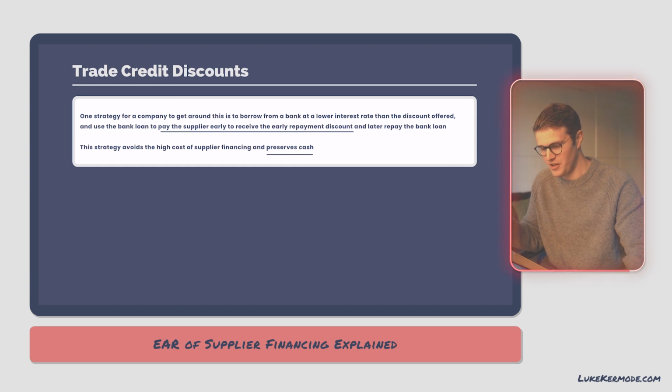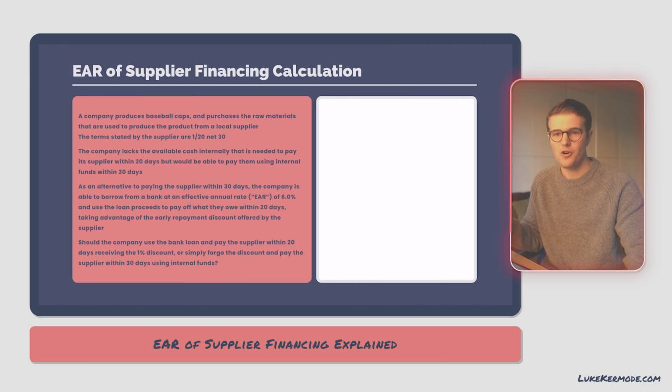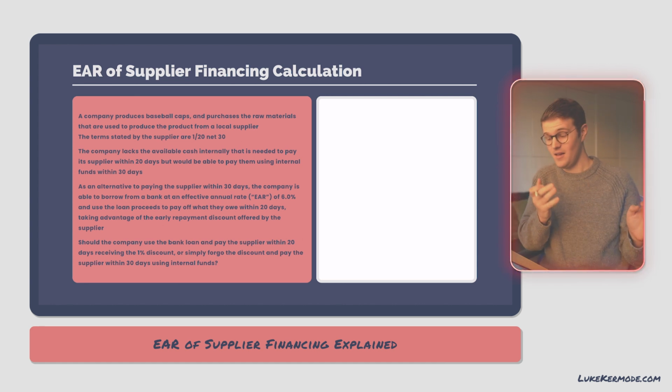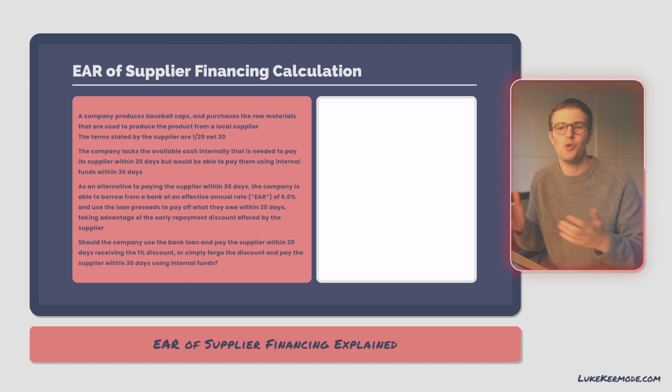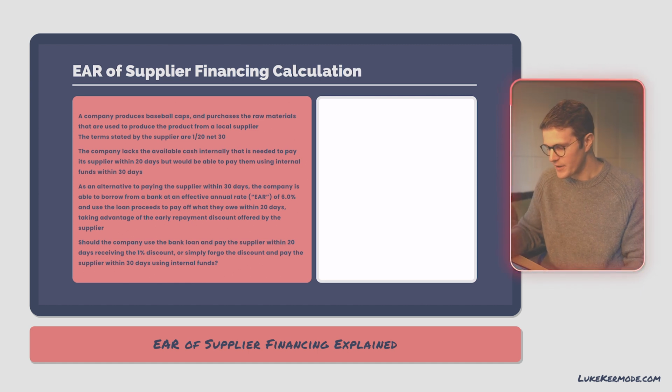So that's one strategy that we can use. We're going to look at an example now which contrasts those two approaches, and we need to work out which route is going to be best for the company: whether it's better to take out a bank loan to repay the supplier debt early or use their own cash and just wait till the end of the 30-day window to do it. Those are the two options you've basically got. Let's look at an example, and this will hopefully become crystal clear as we run through.